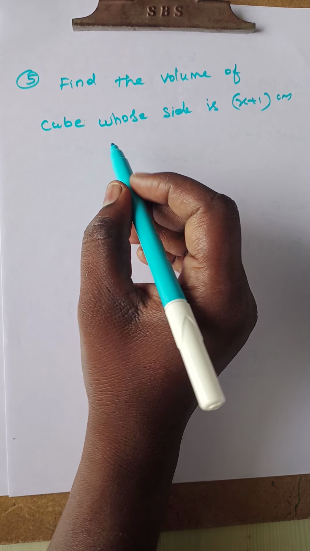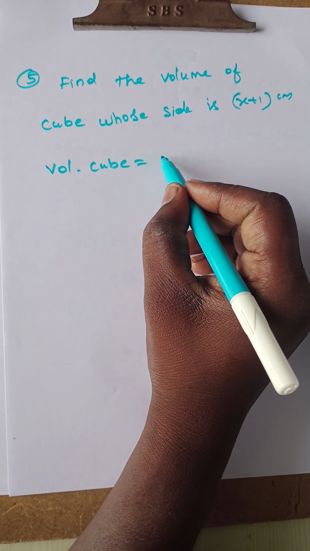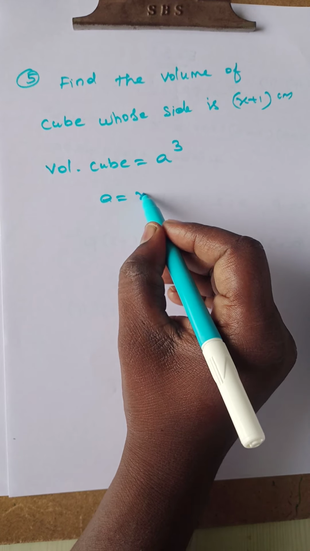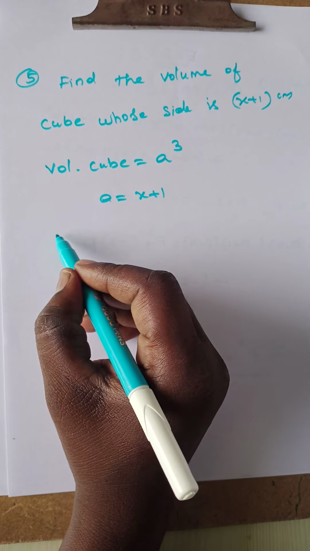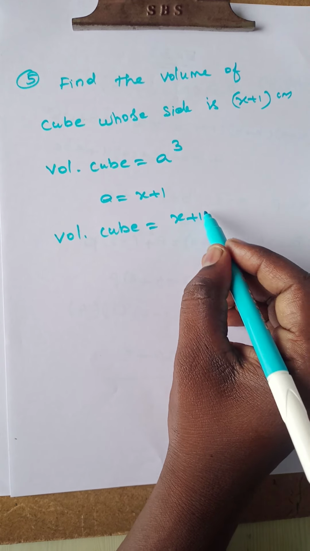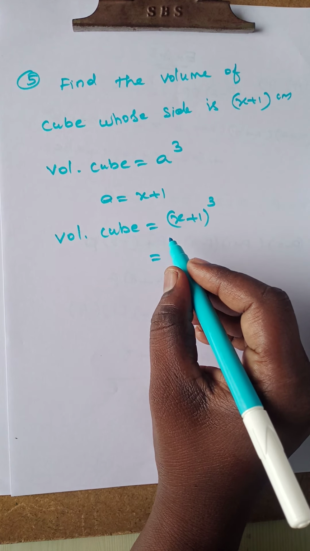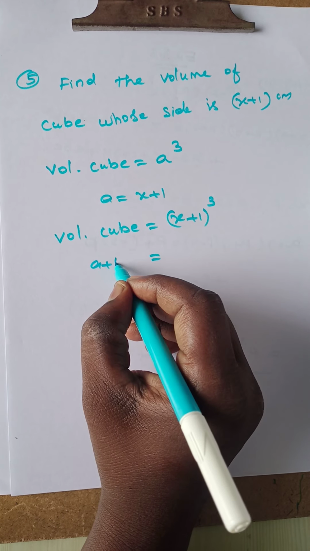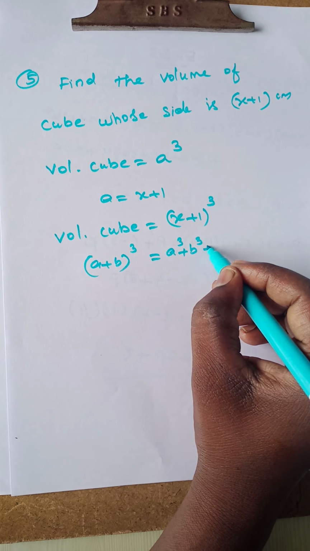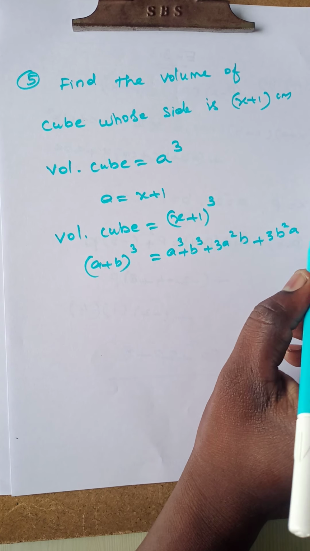Volume of cube is equal to the formula a cube. So what is your a value? a equal to x plus 1. Therefore volume of cube equal to (x plus 1) the whole power cube. We know the formula that (a plus b) the whole cube is a cube plus b cube plus 3a square b plus 3b square a.